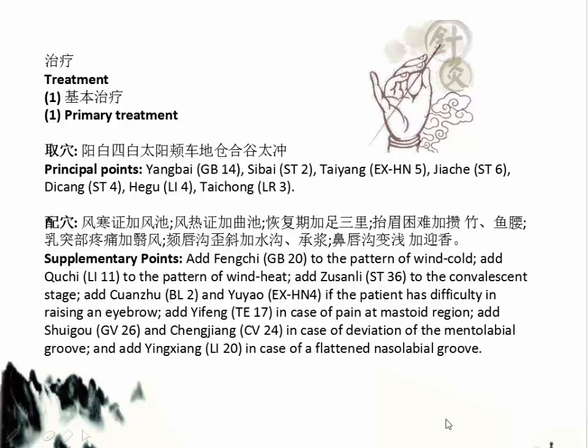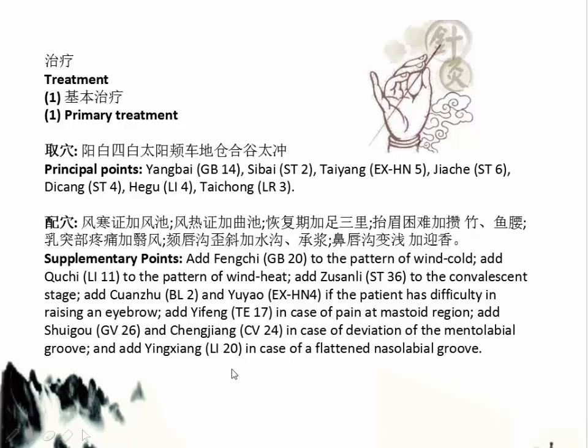All right, so where did we leave off? Okay, so function clears wind. For any of the exterior, whether it's wind heat or wind cold, we can use GB20. Li11 for wind heat clears heat and wind from the exterior. Stomach 36 for a deficiency. Again, that idea of tonifying the Yangming area, and Stomach 36, of course, tonifies.